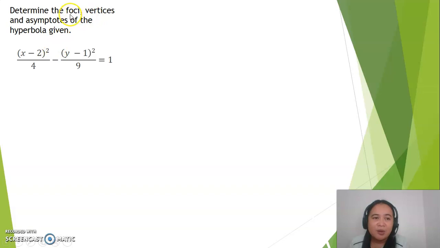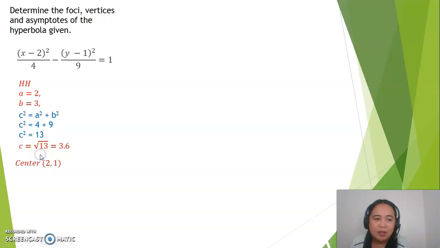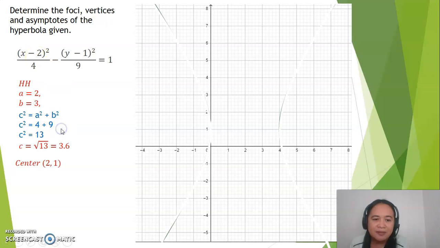Let's identify the coordinates of this one. Now, take note, x is subtracted, so basically it is a horizontal hyperbola. The value for A is 2, and the value for our B is 3. So to find C, we will simply substitute, and we will end up with square root of 13, or around 3.6. Take note, the center is located at positive 2 and positive 1.